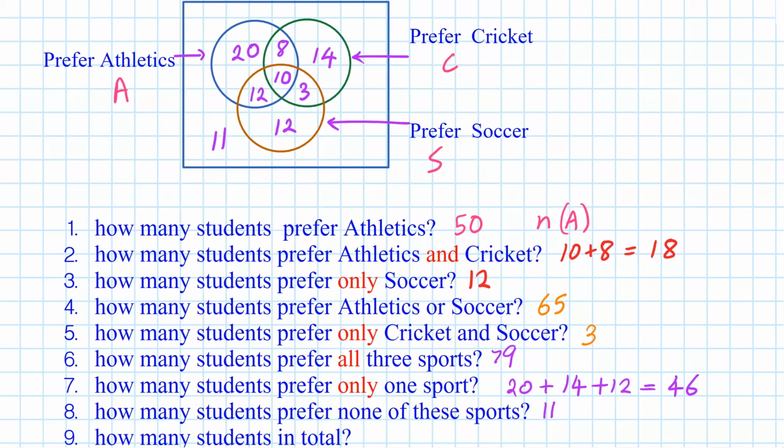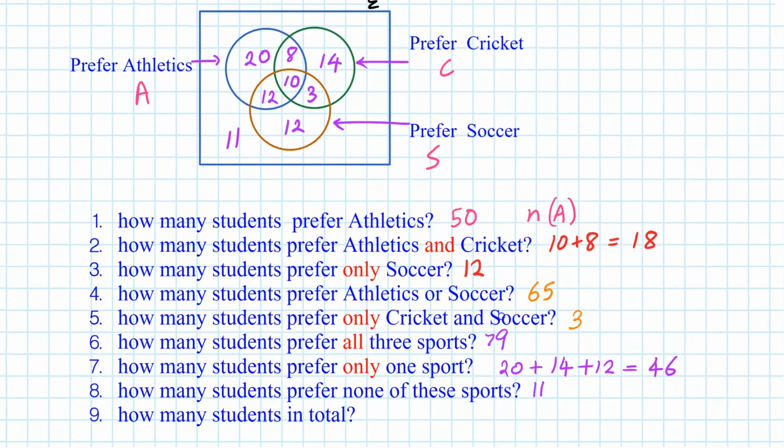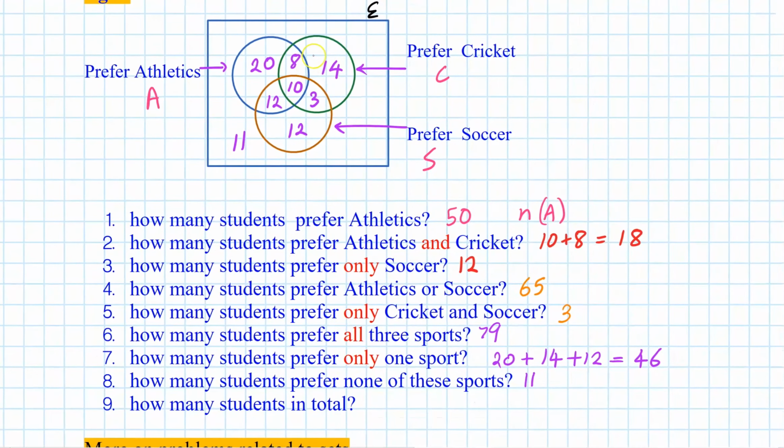How many students in total? Well, total is everyone, the universal set. You have to add all of them. We already added up to 79. You can see that's in here, number 6. And we add 11 onto that one. That gives you 90 as our final number. That is our total number of students. Okay, let's move on to the next one.